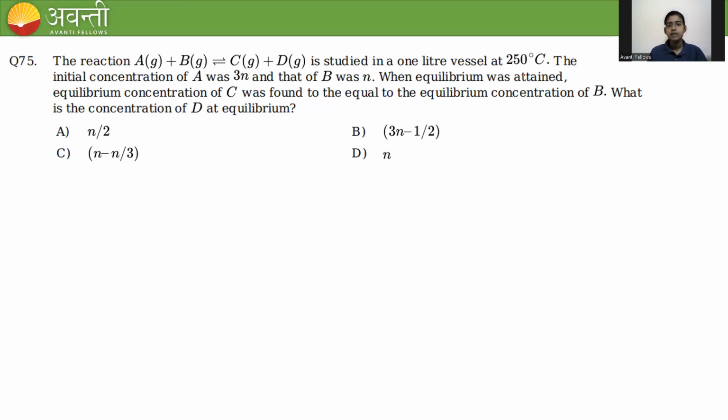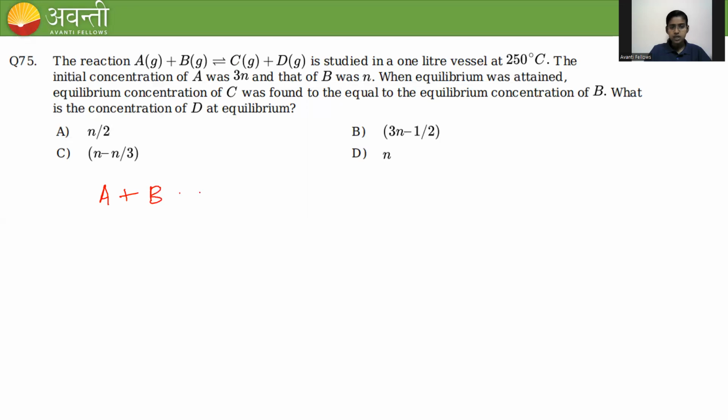The reaction A plus B giving C plus D is studied in a 1 liter vessel at 250 degrees Celsius. The initial concentration of A was 3N and that of B was N. When equilibrium was attained, the equilibrium concentration of C was found to be equal to the equilibrium concentration of B. What is the concentration of D at equilibrium? So let me write the given equation first.